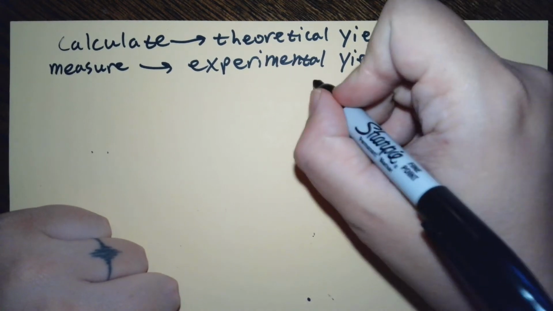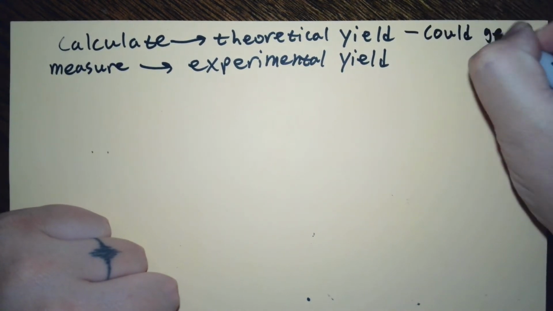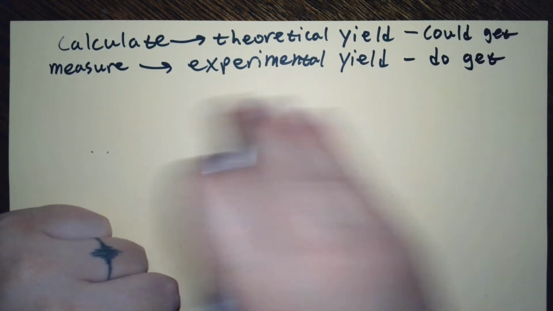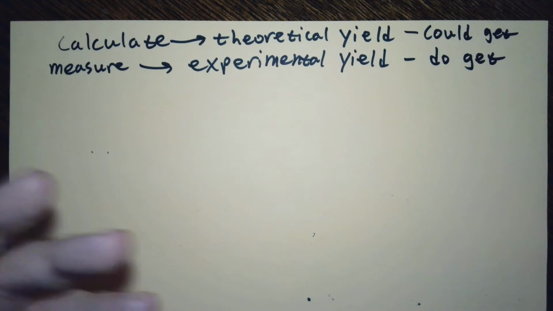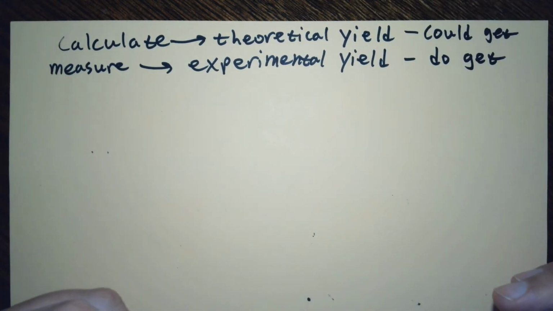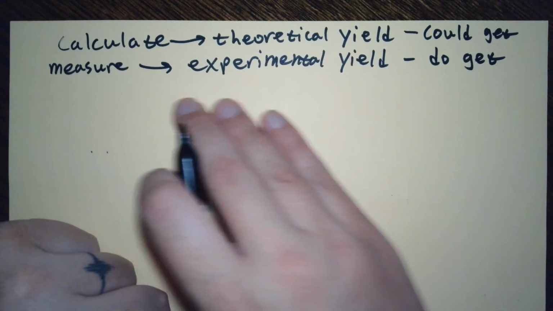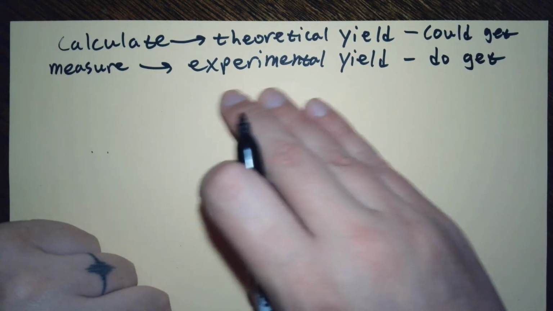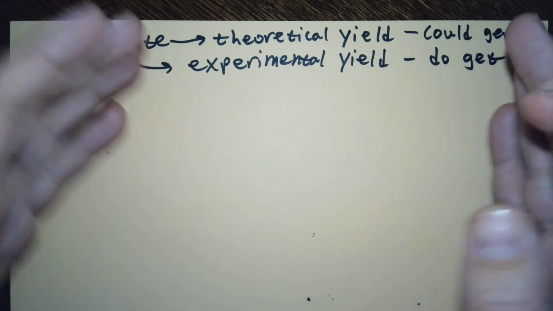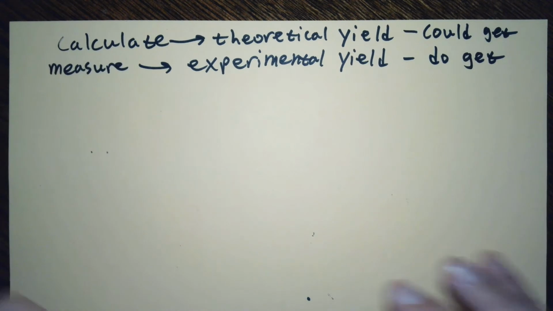So this is what you could get. This is what you do get. How do you know what your experimental yield is on a homework problem or a test problem? I tell you. I say, oh yeah, you got 15 grams. I just tell you what your experimental yield is. But in lab, this would be something that you measure and record. It just is what it is, and we measure it. Whereas theoretical yield, we calculate it.